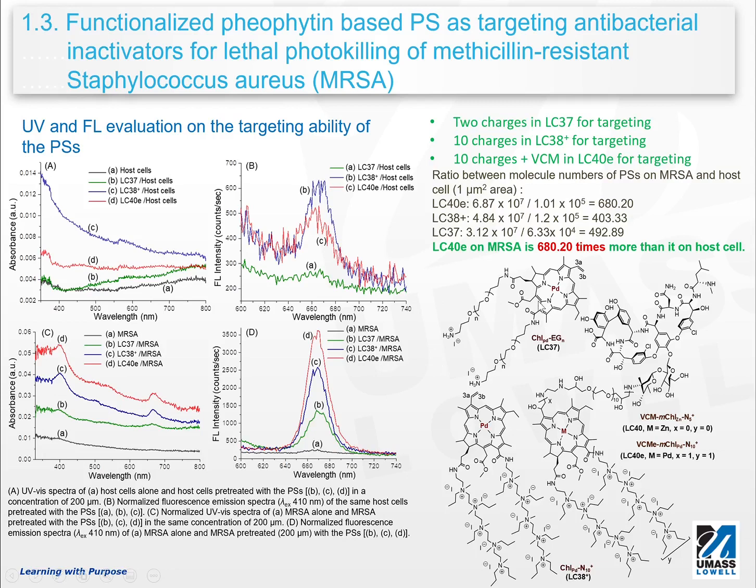And also, if we take a look at these three structures again, we will see that because LC40E contains vancomycin and the cationic charge chain, it has the highest targeting ability compared with the LC38 plus. And for LC37, it only has 2 cationic charge chains, so it has a limited targeting ability.